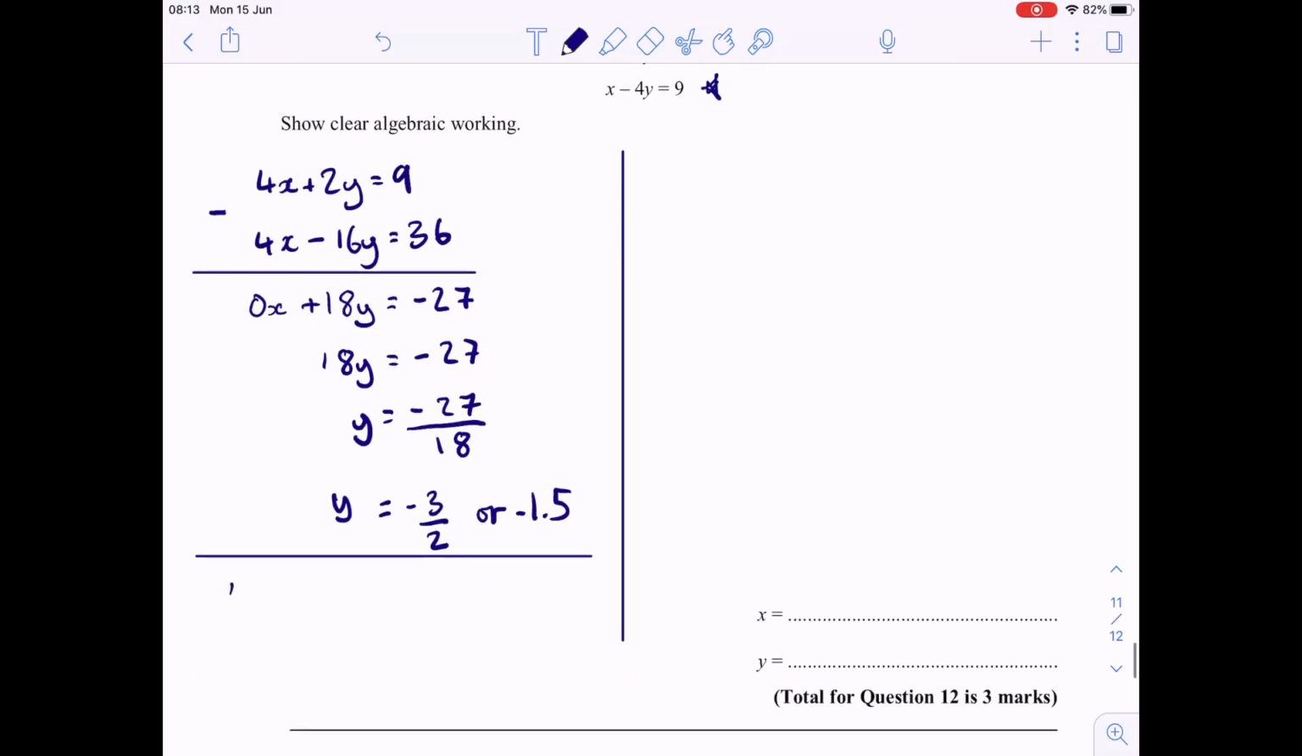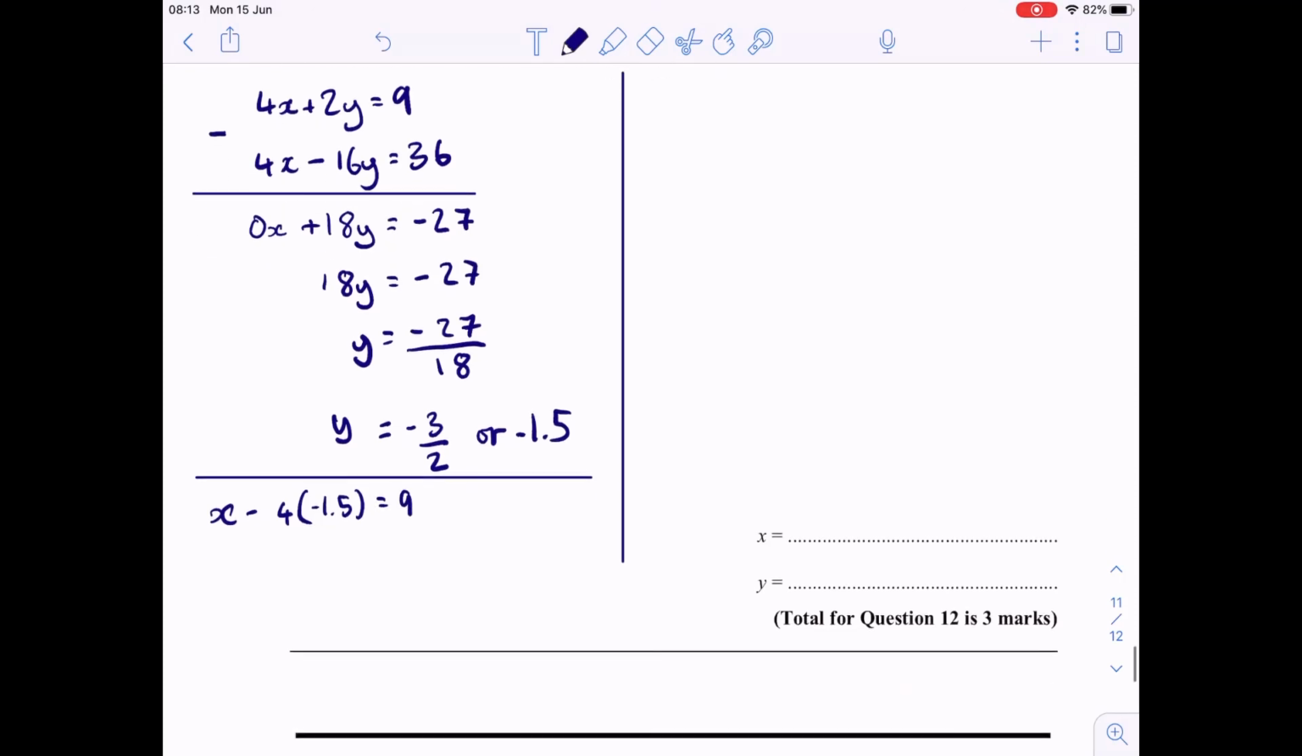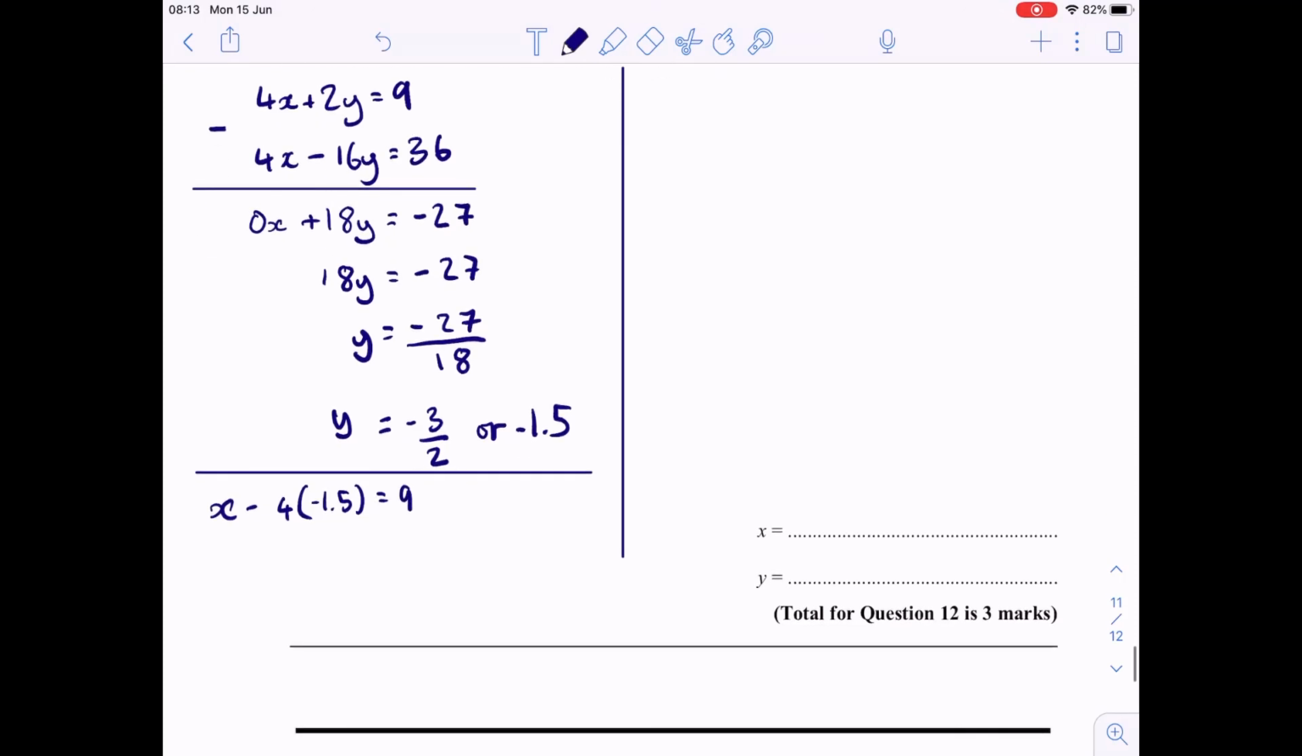Okay, so x minus 4 times minus 1.5 equals 9. So let's work this out. This will become minus 4 times minus 1.5 is actually plus 6. Okay, so x plus 6 equals 9, so x equals 3. Okay, so those are my answers. x equals 3 and y is minus 1.5.